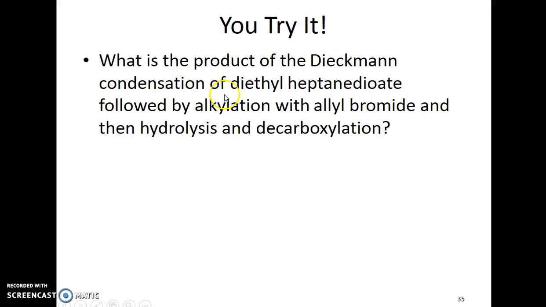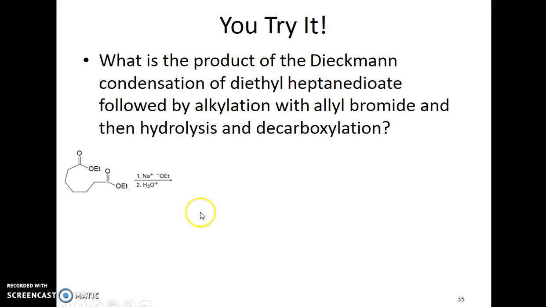So you go ahead and determine what is the product of a Dieckmann cyclization of diethyl heptane dioate followed by alkylation with allyl bromide, then hydrolysis and decarboxylation. Well, there's a lot of steps here. Let's just take it one step at a time.